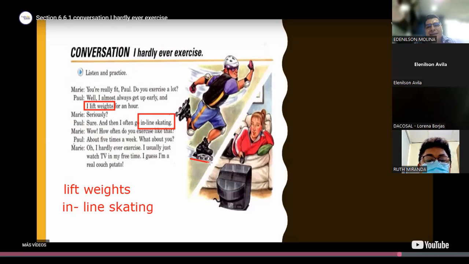Four-wheel skates. Fíjense que eso sería muy literal, pero más o menos. Se llaman roller. Roller skating. Así se le llama, miren, roller.